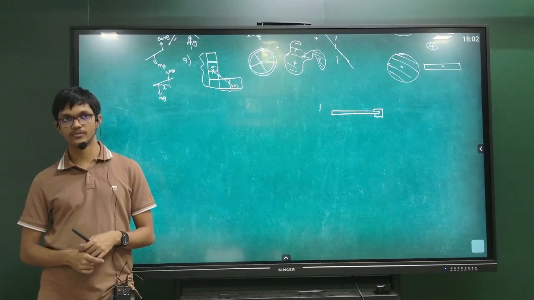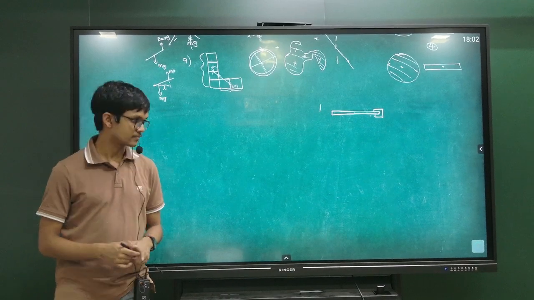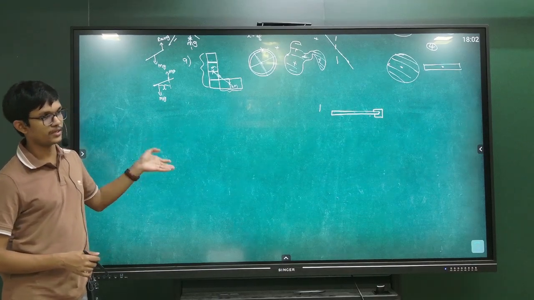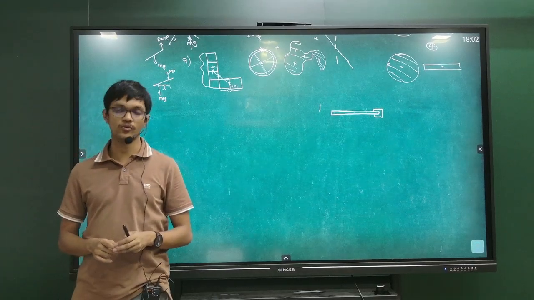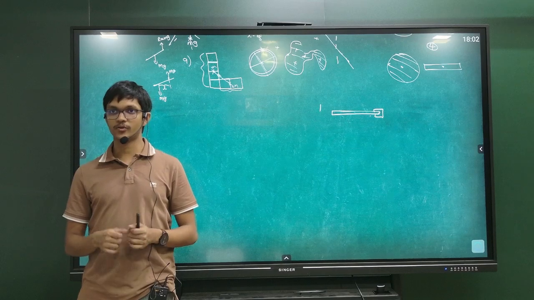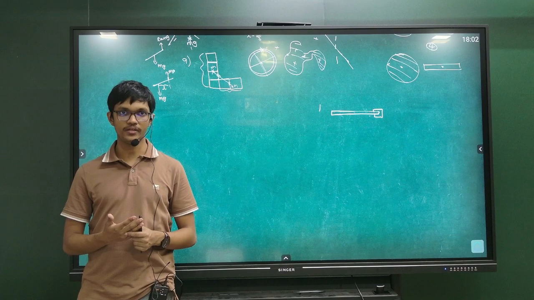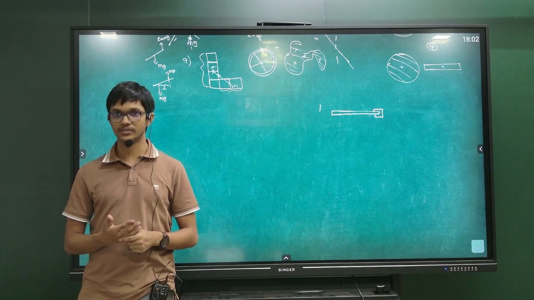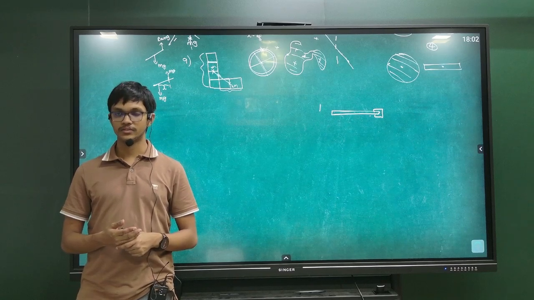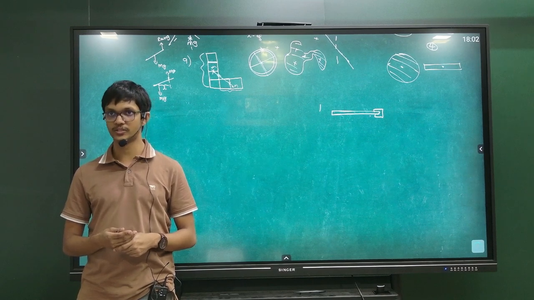Newton's second law mentions... Oh, let's talk about Newton's first law. What is Newton's first law? When there is no external unbalanced force, a system will remain stationary or move at a constant velocity. Clear? Can you remember Newton's first law?